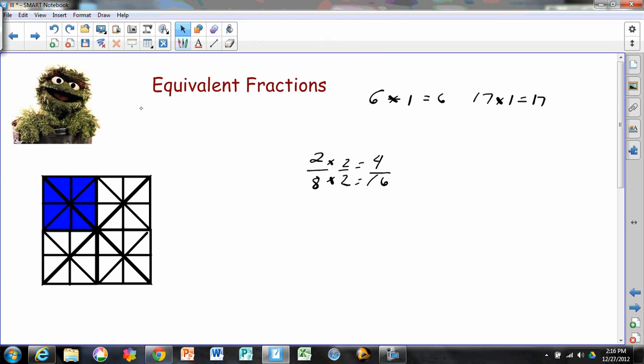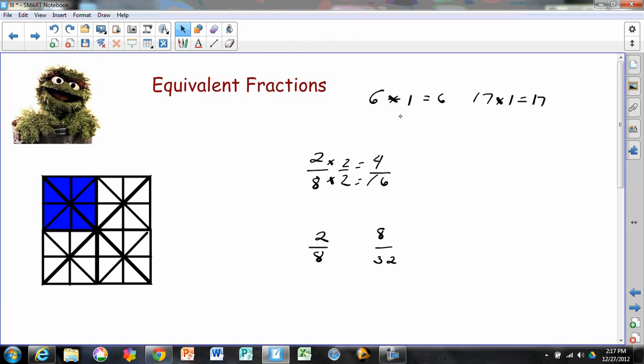And you can trust me without having to count each one, that we now have moved from 16 pieces to 32. And we can see we have 1, 2, 3, 4, 5, 6, 7, 8 of those 32. Again, we haven't changed the amount that's shaded. We haven't changed the size of the whole. It's just shown in a different way. So 2/8 is the same as 8/32.